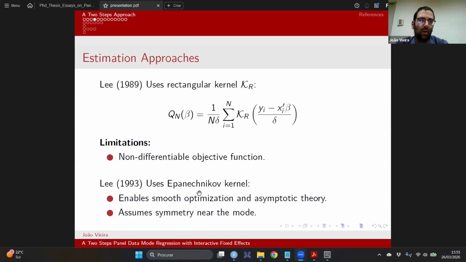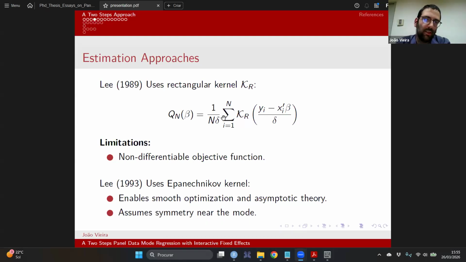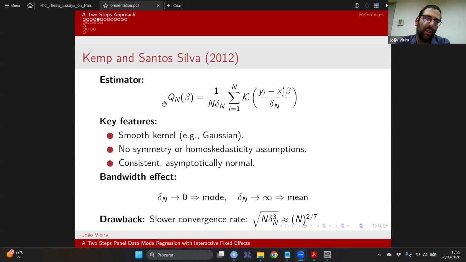So he tried later with one that was already differentiable, the Epanechnikov kernel. Then he was also able to do the proofs, but he needed some assumptions that were not very good to use in a regression setting. For example, he needed some symmetry around the mode. So the work stopped in this direction until 2012, when Kemp and Santos Silva introduced their estimator. So basically the first difference is this one.